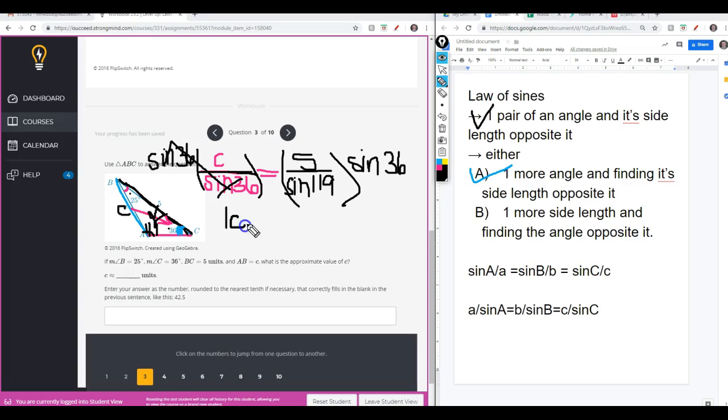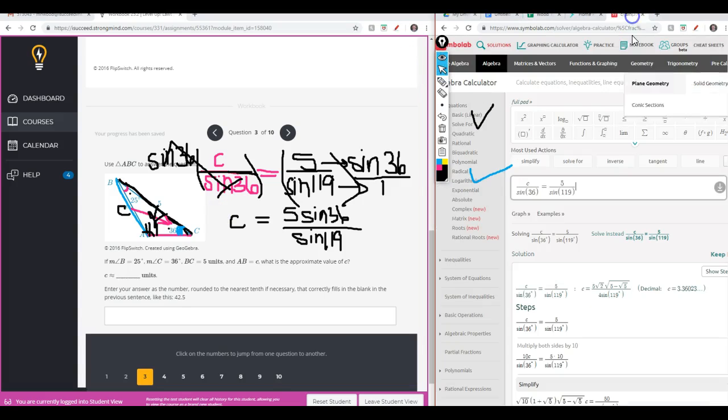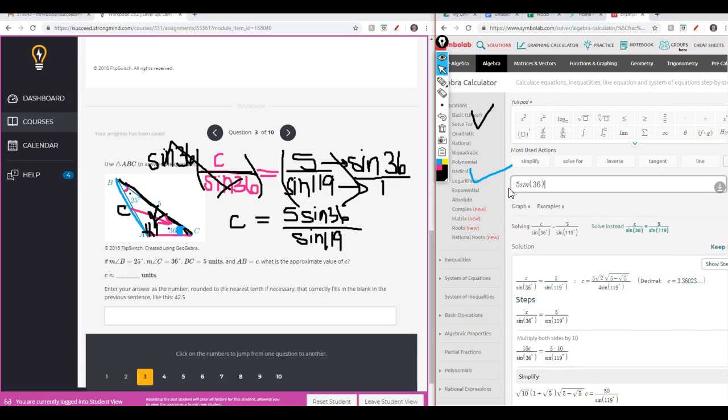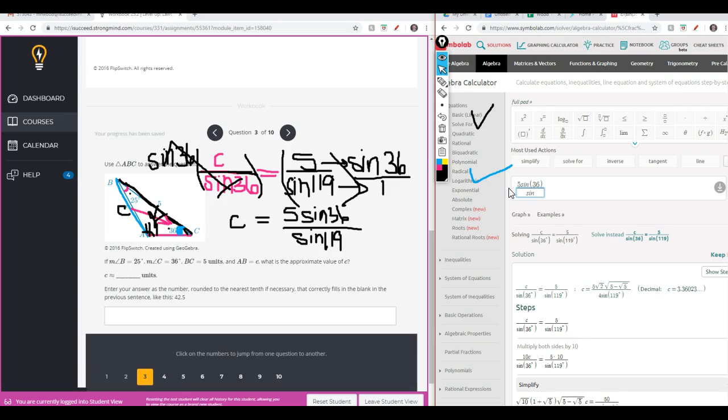So I'm left with 1c is equal to 5 sine of 36 in the numerator. Again, this could be written as a fraction over 1, and it's top times top and bottom times bottom. So then we would have sine of 119. And 1c is more typically just written as c. So we have c equals 5 sine of 36 divided by sine of 119. Not 199, 119. There we go. Okay.